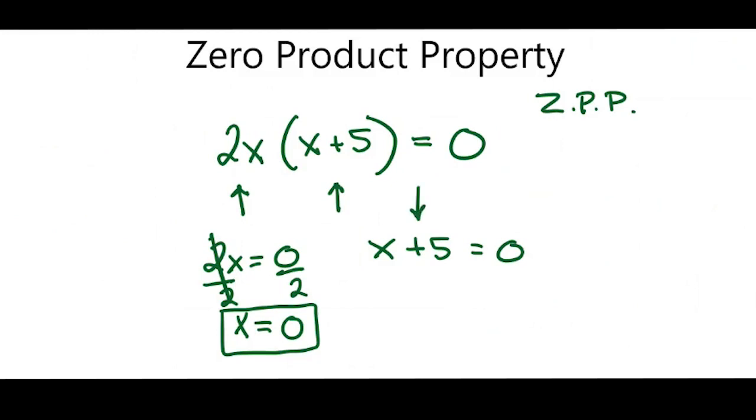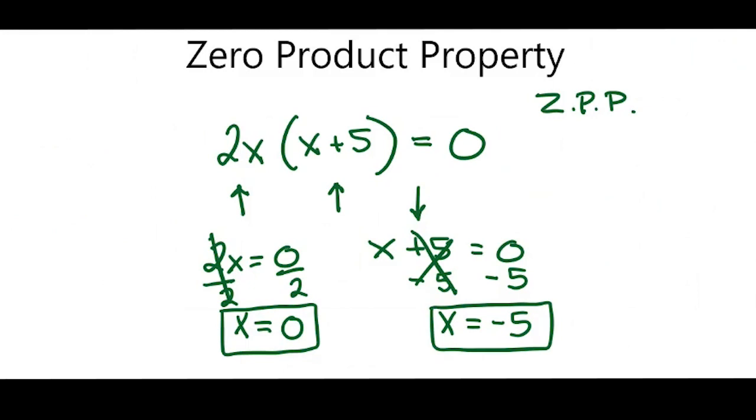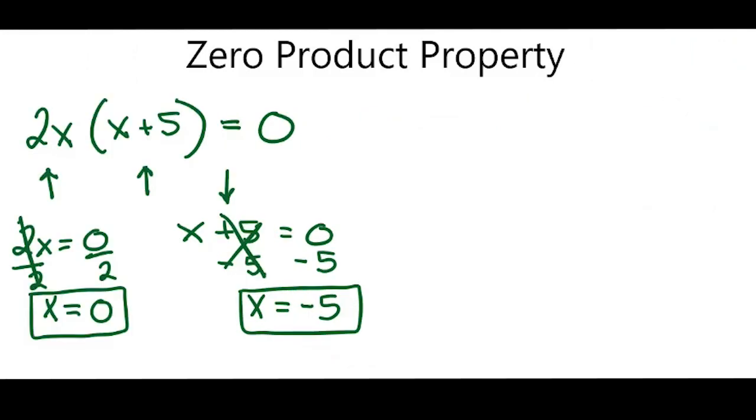Here, I have x plus 5 equals 0, so I will subtract 5 from both sides of the equation. That cancels those 5s, so x equals -5. So my answers are x equals 0 and x equals -5. So now we need to check it. So we're going to check x equals 0 first.